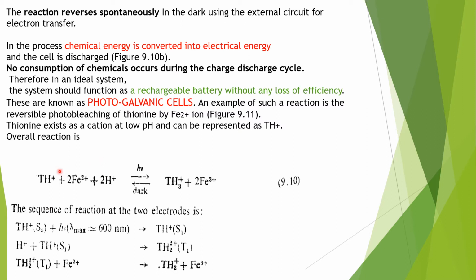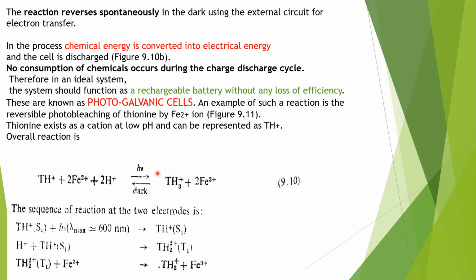TH+ plus 2Fe2+ plus 2H+. In the presence of light, it forms TH3+ as the 2H+ gets absorbed by the TH+, and this Fe2+ will lose one electron, that is, it will undergo oxidation and form the 2Fe3+ ions. So this is our first part. The first reaction is TH+ forming TH3+ and Fe2+ forming Fe3+.